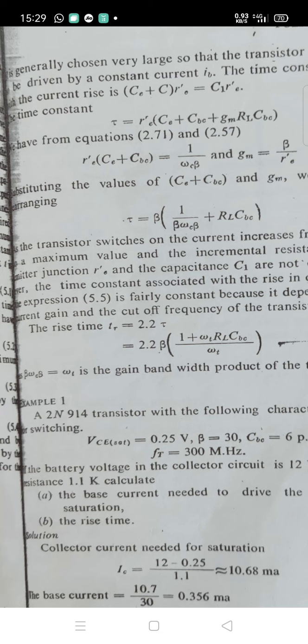Now the rise time, we have found out already, TR equal to 2.2 into small t. So we can substitute the value of t from the above equation, that is 2.2 into 1 upon beta omega C beta plus RL CBC. As beta omega C into beta equal to omega t, it is the gain bandwidth product of the transistor. This, just for your information, is actually not included in the syllabus.